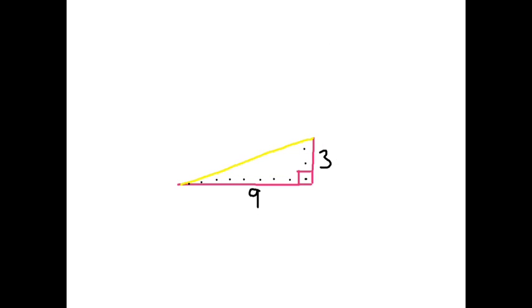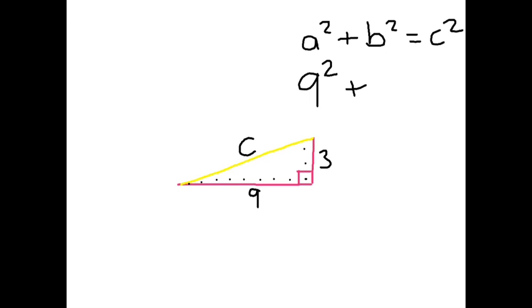So here's a triangle again without the grid. Here's the formula we're going to use. We're going to use a squared plus b squared is equal to c squared, c being our hypotenuse, which is what I've highlighted in yellow. All you need to do is plug in the information we do have. So that'll be 9 squared plus 3 squared is equal to c squared. So 9 squared is 81, 3 squared is 9, so that's going to be 90.